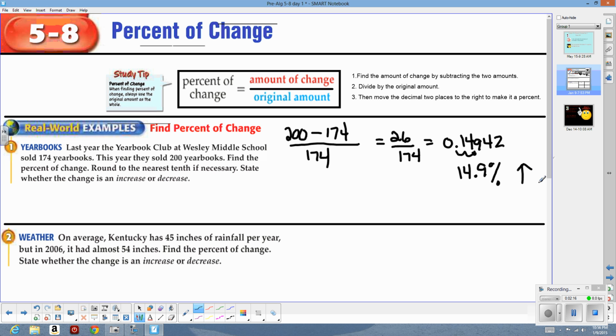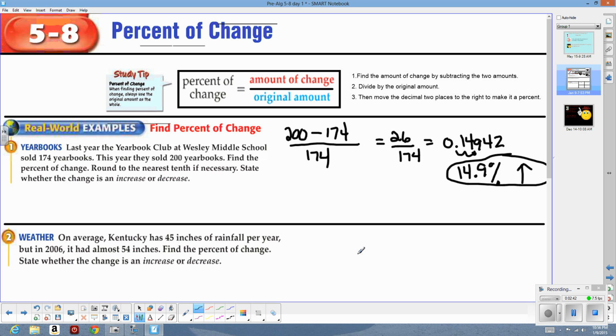It was a 14.9% increase because it started at 174 yearbooks last year, and this year it was 200, so the number of yearbooks went up, therefore it's an increase. You may want to try number 2 on your own. It says, on average, Kentucky has 45 inches of rainfall per year, but in 2006 it had almost 54 inches. Find the percent of change.